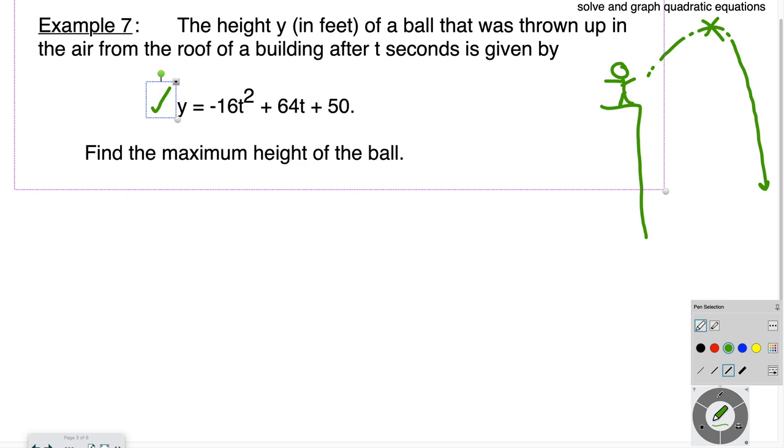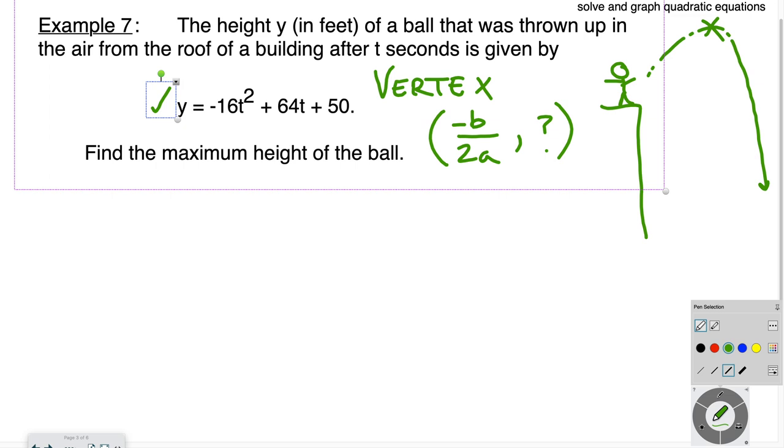Alexandra? Negative B over 2A. Yeah. So the vertex, from standard form, is pretty easy to find. You have to do a little math, but it's a simple little relationship. The opposite of the B value divided by twice the A value, comma, and then to find the y coordinate, we're going to plug the x value of the vertex into the equation. And that'll give us our maximum height.